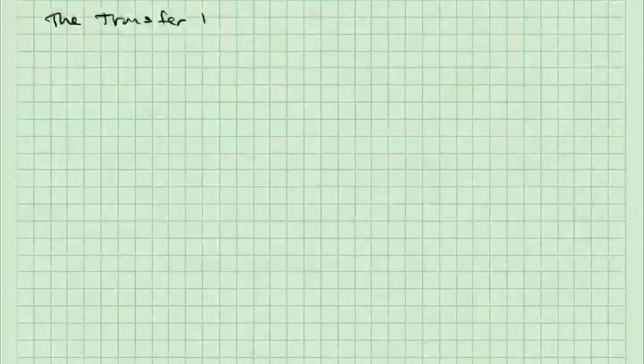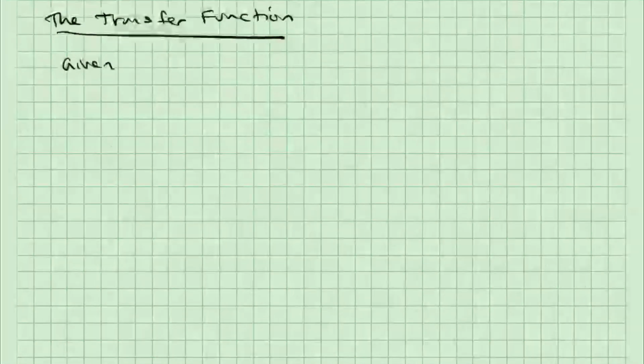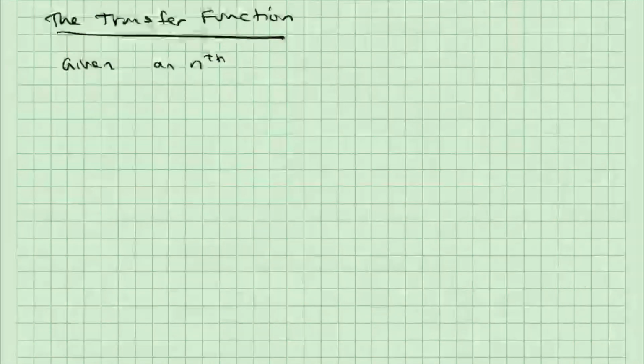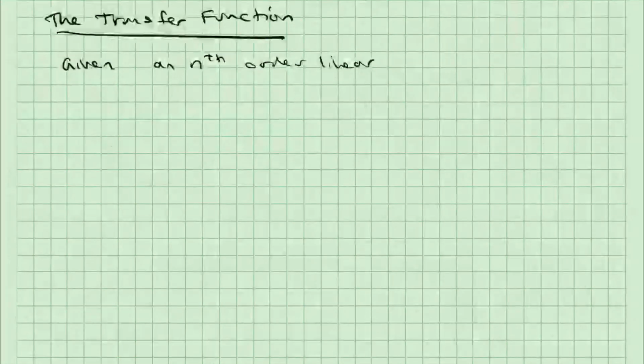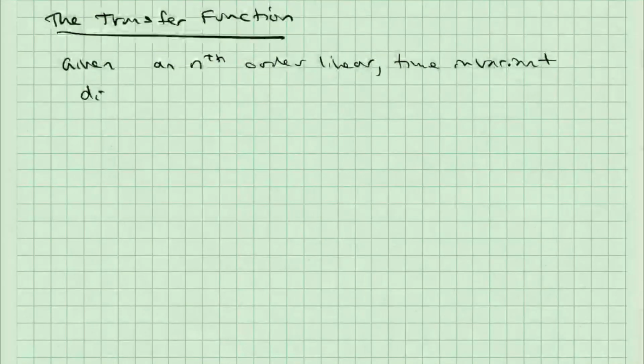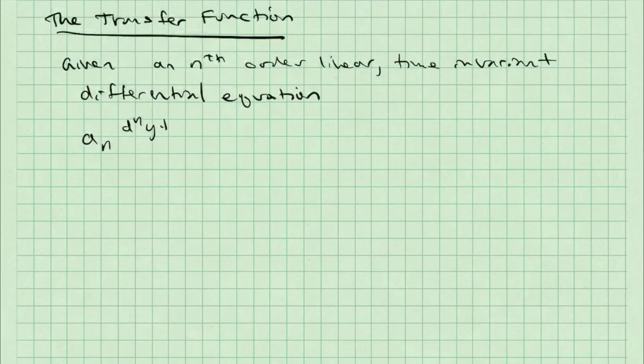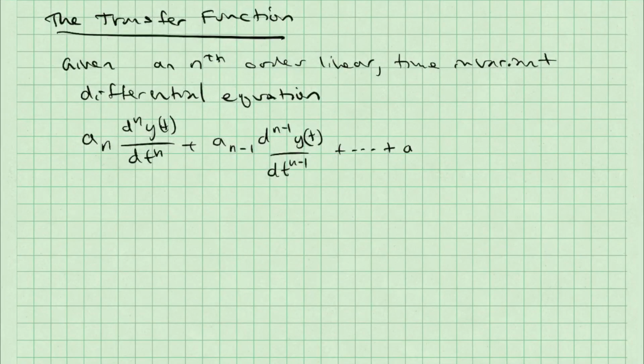In this video, I'm going to talk about the transfer function. To understand the transfer function, we start with an nth order linear time invariant differential equation. It looks like a sub n multiplied by the nth derivative of y with respect to t plus a coefficient a sub n minus 1 multiplied by the n minus first derivative of y of t, and so on all the way down to a sub 0 multiplied by the 0th derivative of y, which is just y of t.